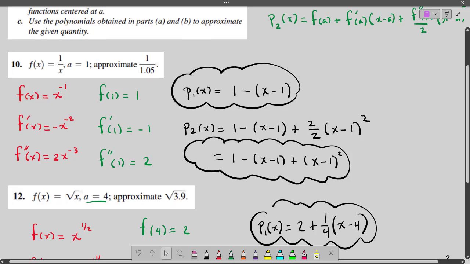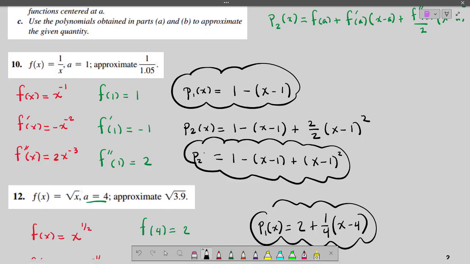All right, so the question here says, let's use these 2 approximations to evaluate 1 over 1.05. Let's approximate 1 over 1.05. Okay, so first, when we look at our function, we have to figure out where x is. So x is right there. So this is x, right? Everyone agree? So if we want to find an approximation, P1 of 1.05, that's x.